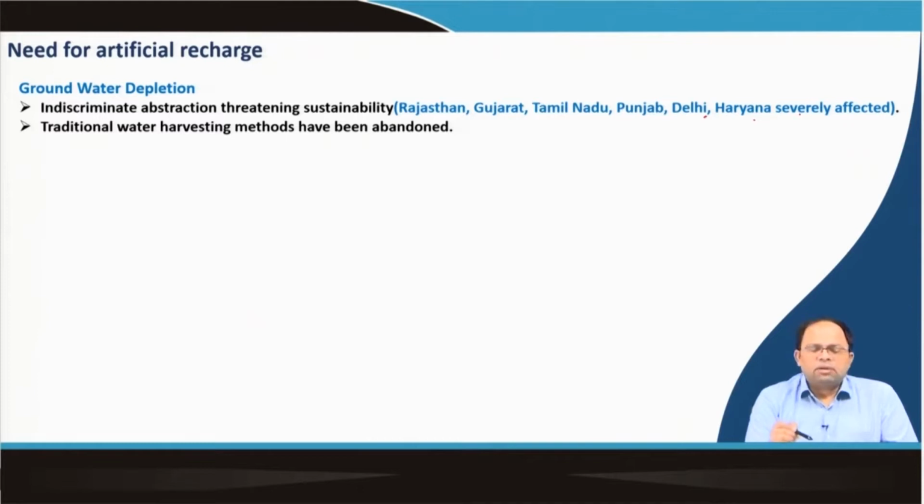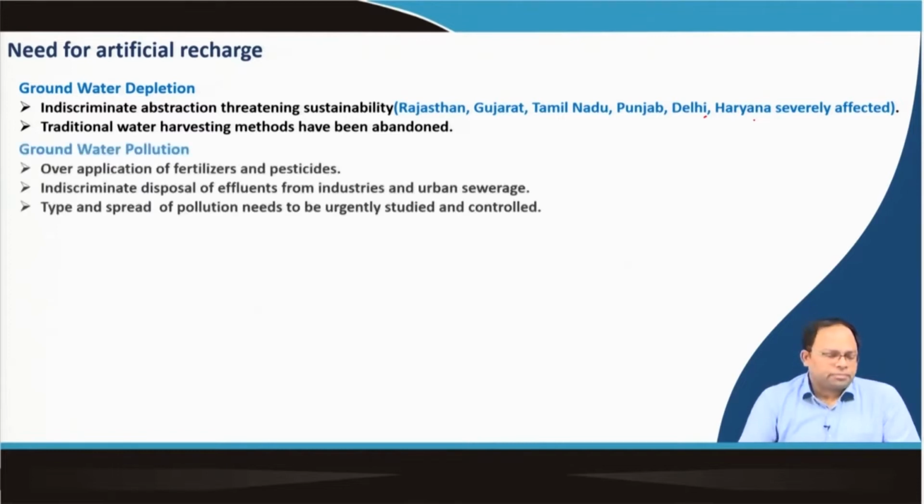And the traditional water harvesting methods that were used earlier have been totally abandoned, because groundwater or the use of deep wells gives people an easy way out. That means instead of going into harvesting of water and so on, you just run a pump, get the water out from the ground, and that would be a better solution. So that is creating a problem.